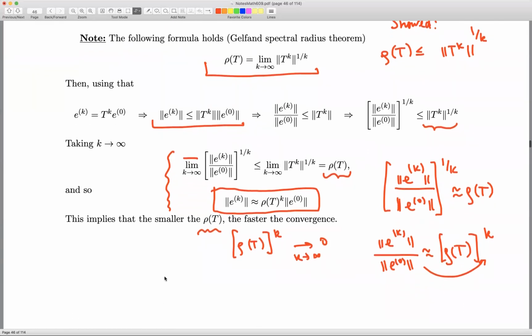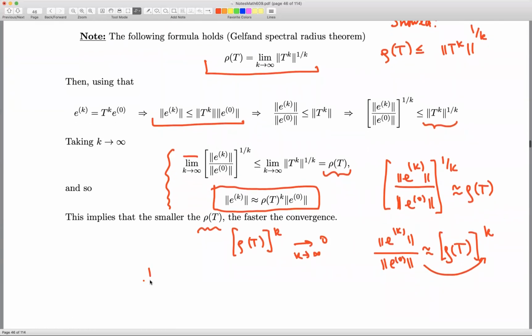So think about the two numbers 1 over 10, for example, and 1 over 100. Both of them are less than 1, but when you start raising them to power 2, this to power 2 will be 1 over 100, and now this to power 2 will be 1 over 10,000. And so we will have in the first case that the error at the second step, let's say, is less than 1 over 100 times some constant.